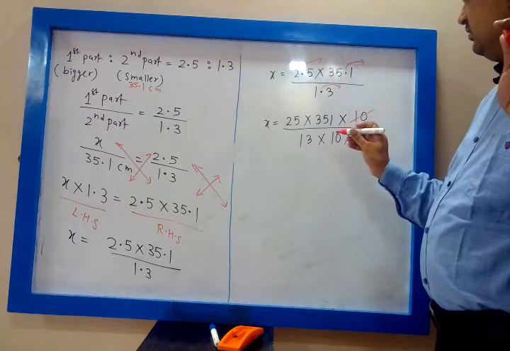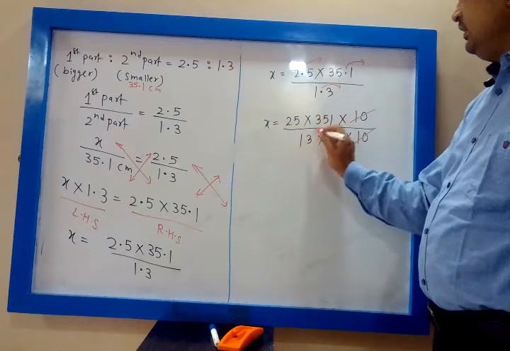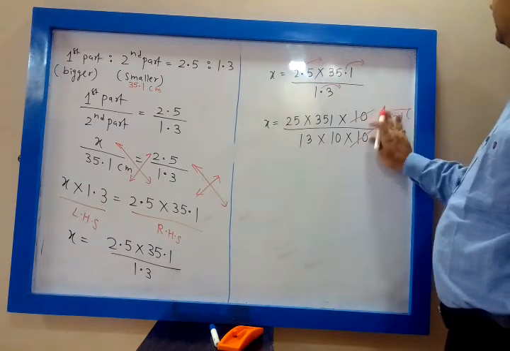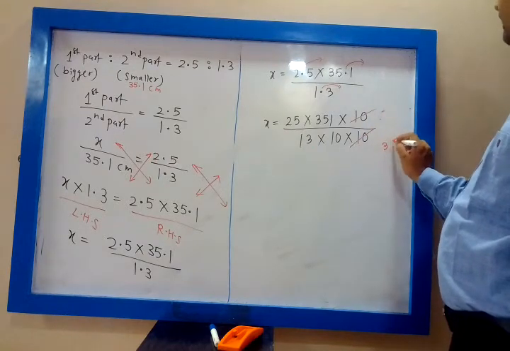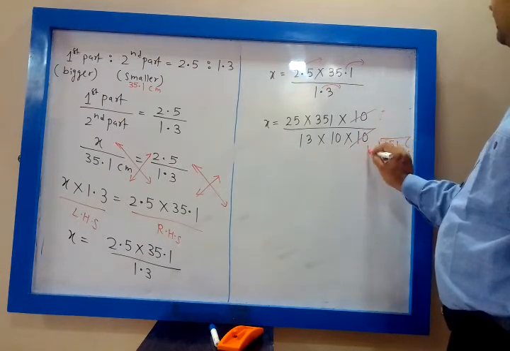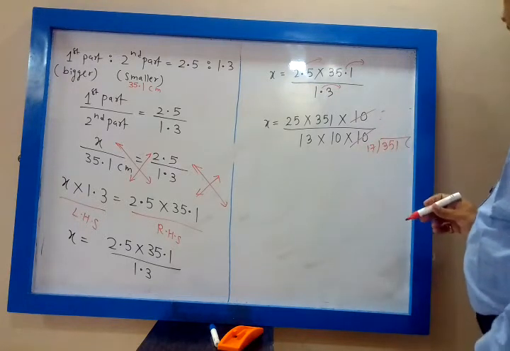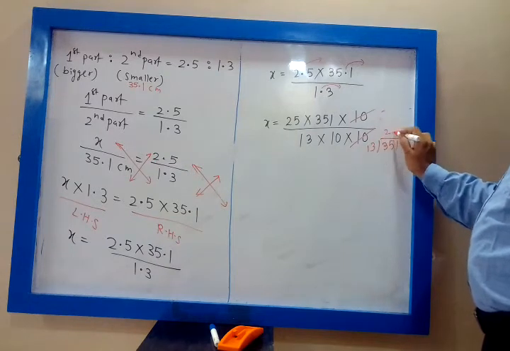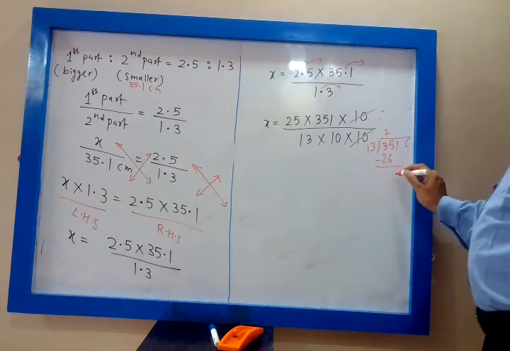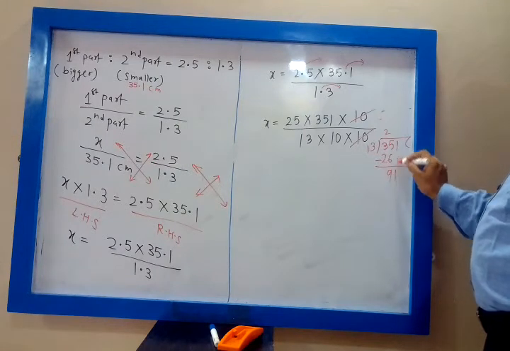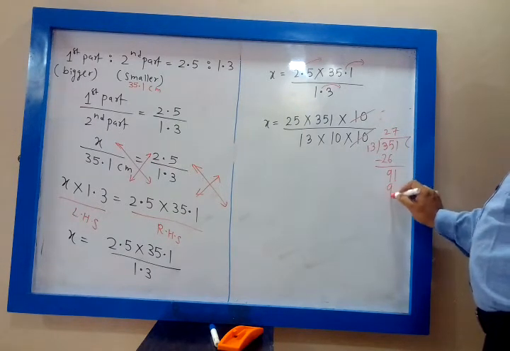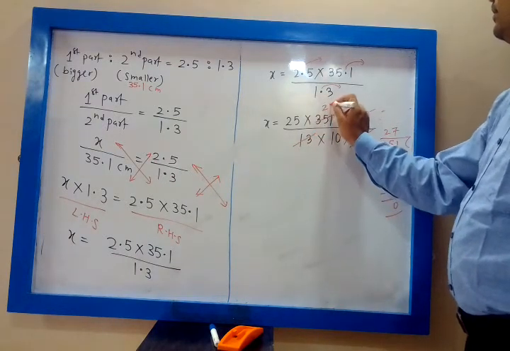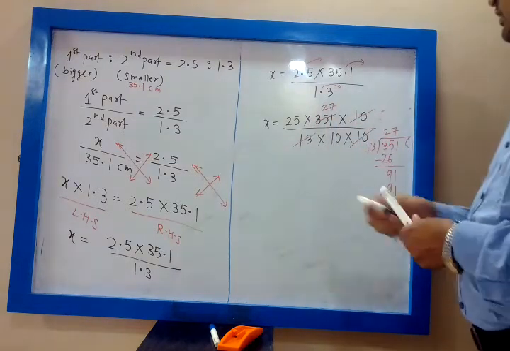Wait, my dear. 13 and 351 you can cancel. 351 you can divide by 13. You should follow the table up to 20. 13 2s are 26, then 91, 13 7s are 91. So it is 27. You can cancel 13. So what is left? The left is 27.